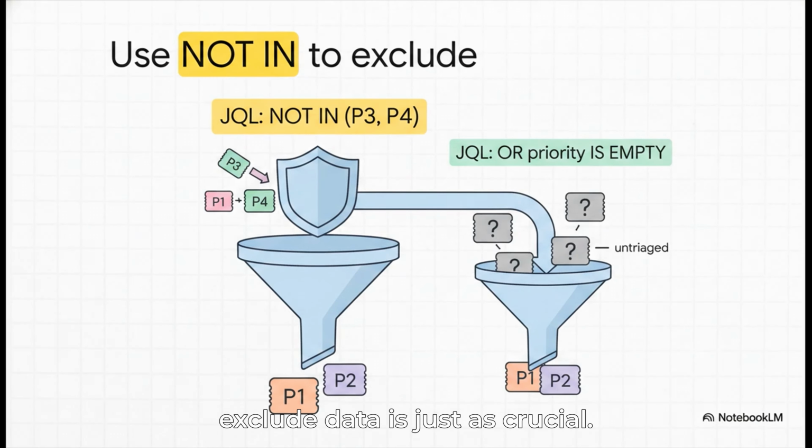Now, knowing how to exclude data is just as crucial. Not in is an absolutely perfect way to filter out lower priorities like your P3s and P4s. But here is a massive gotcha you need to watch out for. Not in completely ignores tickets where the field is left blank. So always append or priority is empty to your query. Otherwise, you're going to lose untriaged tickets.